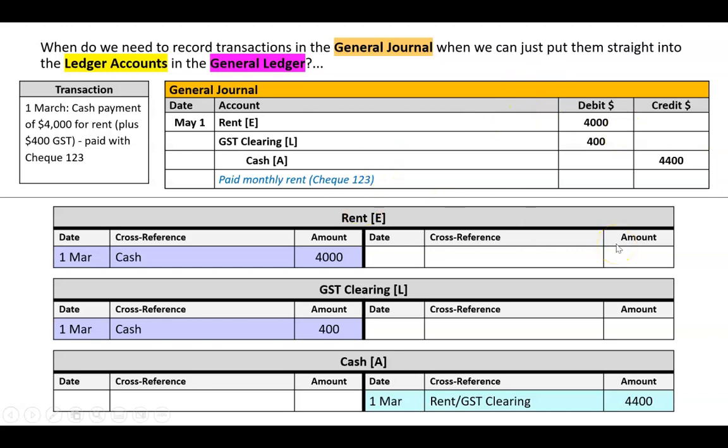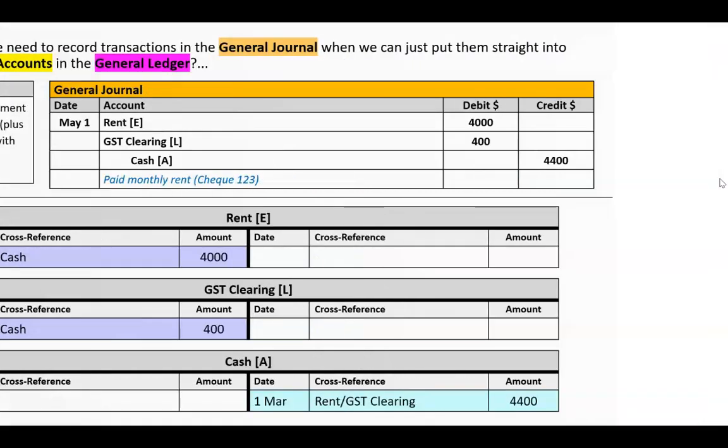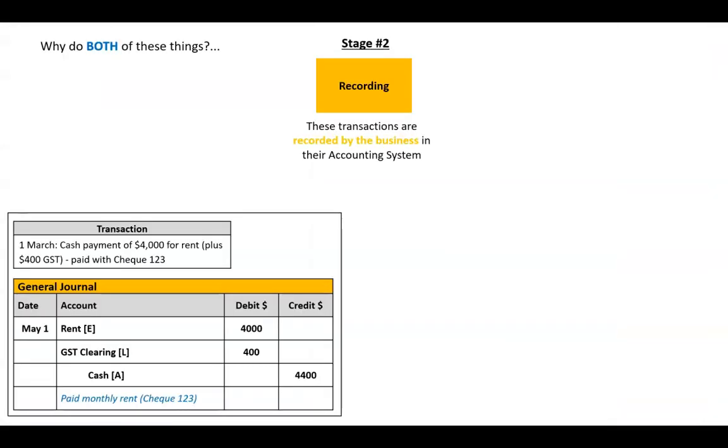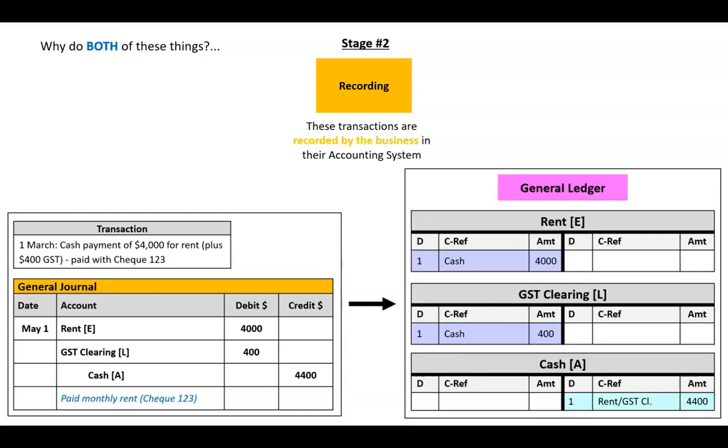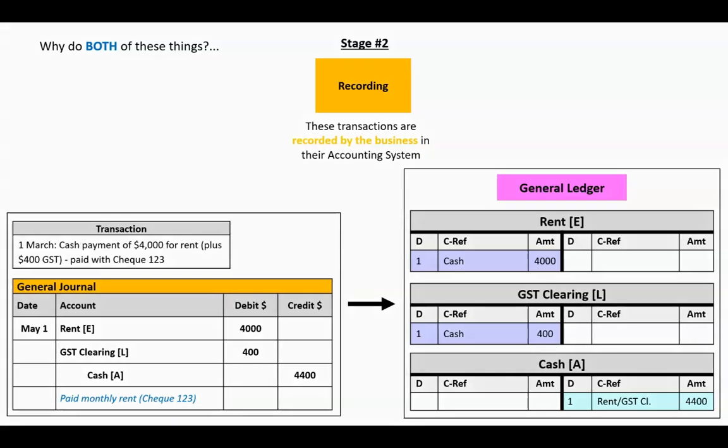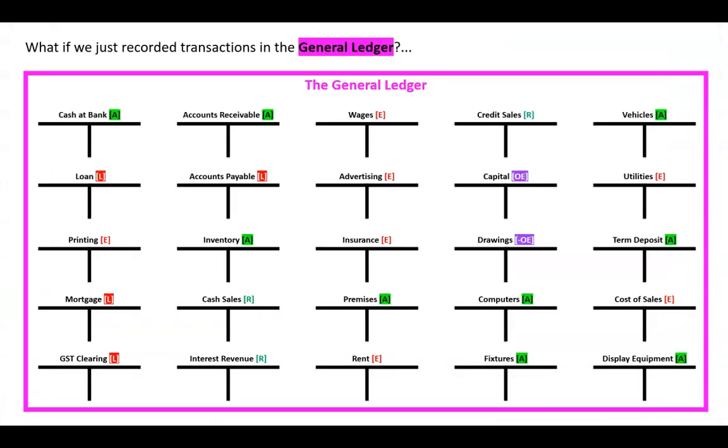I guess the question now becomes, well, why don't we just put them straight into the ledgers? And that's what we've been doing for the first few chapters of the course. But now we're adding in this general journal. And so I guess we need to ask why. Why do both of these things? Why enter that transaction straight into the general journal and then put it into those ledger accounts in the general ledger? Why don't we just put them all in the ledger?